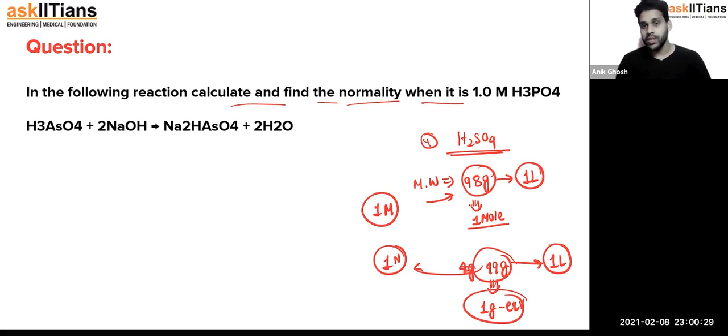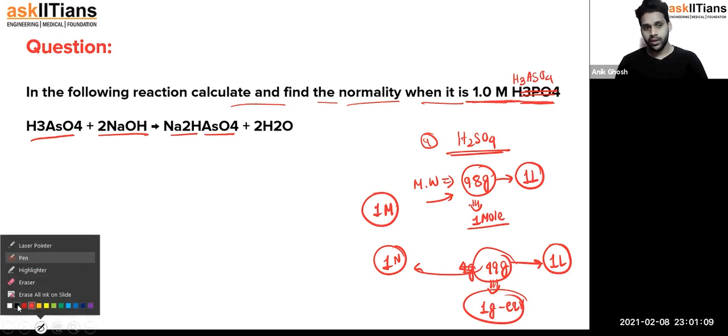Now over here, a 1 molar H3PO4 solution was there for you. Okay, it would not be H3PO4. I've just changed it in the PPT. It would be H3AsO4. You need to find the value for H3AsO4, right? Now look at this equation. H3AsO4 is reacting with NaOH to give you Na2HAsO4 plus H2O. Now let's try to find out what they are trying to say over here.